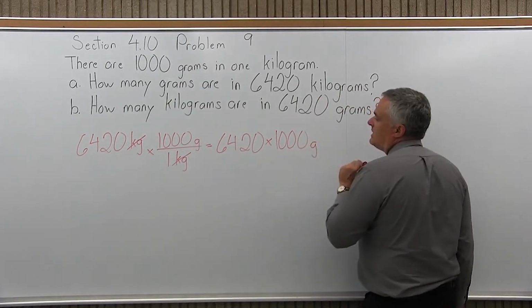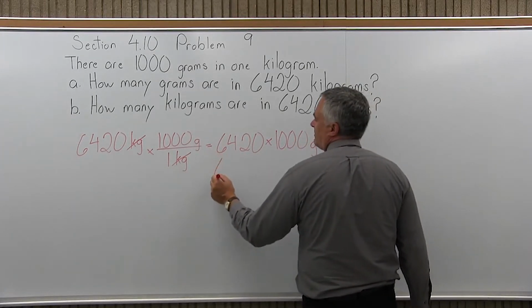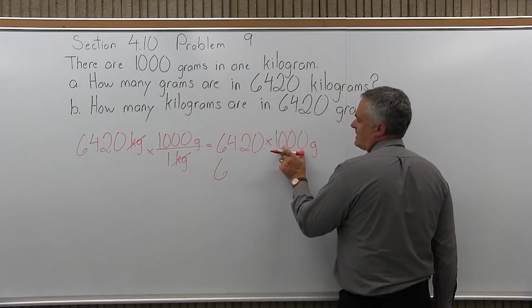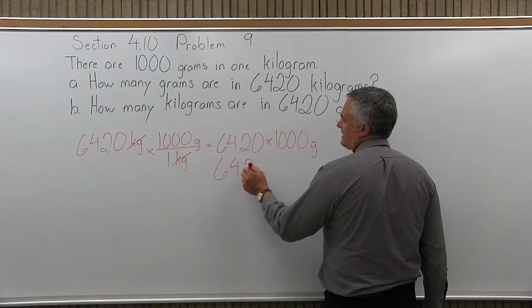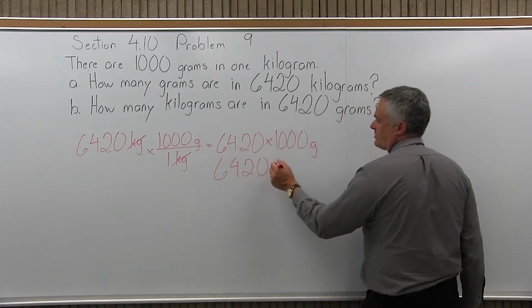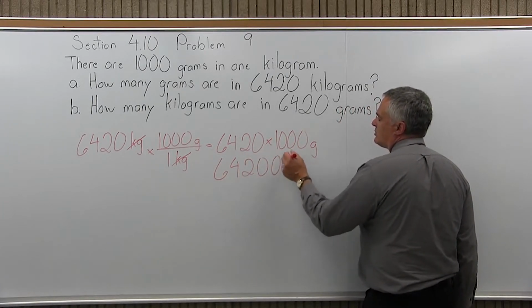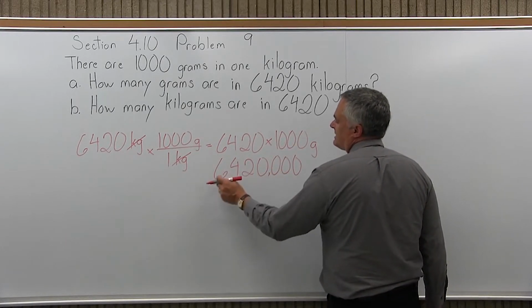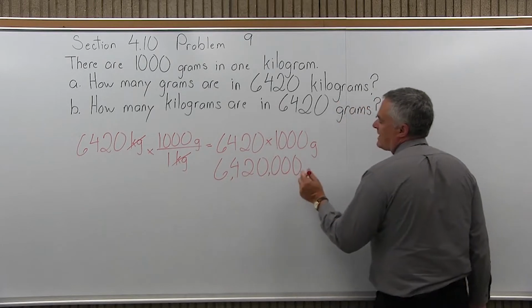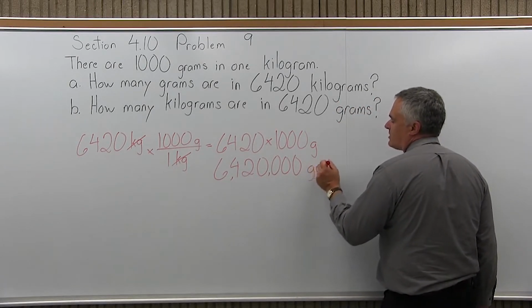G for grams. Now, big multiplication, but basically, since it's such an even number, you just put the 3 zeros from the 1,000 after the 6,420. So I put 6,420, 1, 2, 3 zeros. You could do it on a calculator if you don't know this trick. I can put in the commas. It's 6,420,000, and you don't just put the number, you have to put the units of measure.